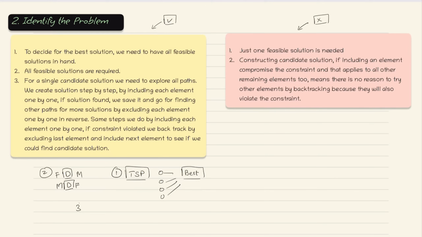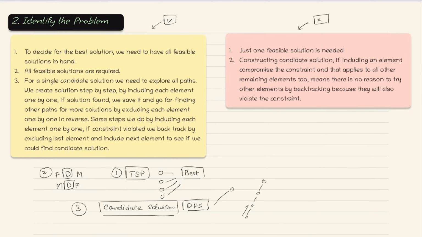Third point: when we are looking for any candidate solution, explore all paths. So you have to go with a DFS, and then you are looking across all paths, like you try this path, one by one, picking some element.